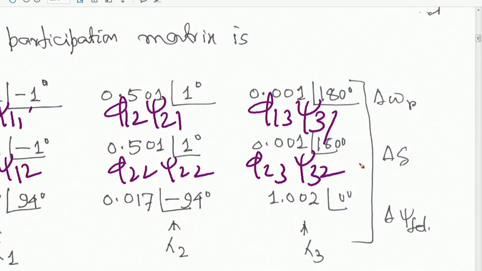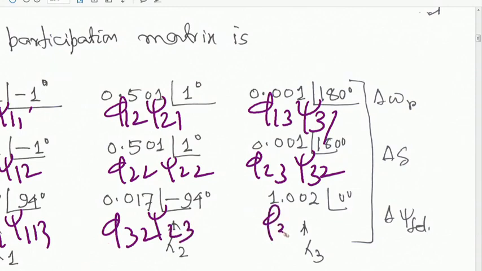You just have to multiply; all the elements are there for the left and right eigenvectors. If it is phi 3 1, then it will be psi 1 3; if it is phi 3 2, then it is psi 2 3; and if it is phi 3 3, then it is psi 3 3. So all these phi and psi elements are there in the right and left eigenvectors, and if you multiply, it will be like this.